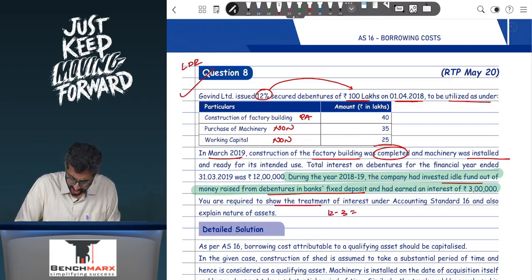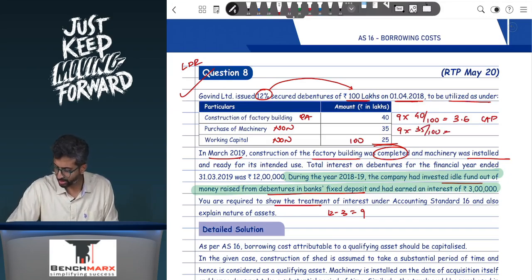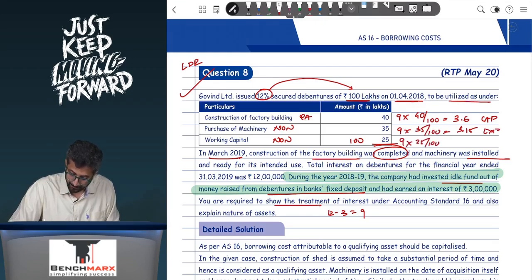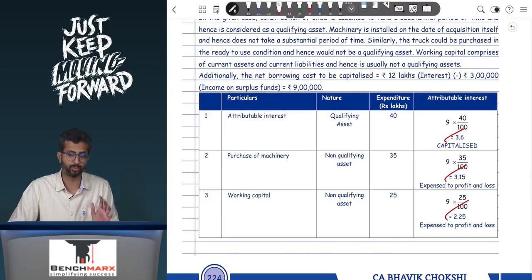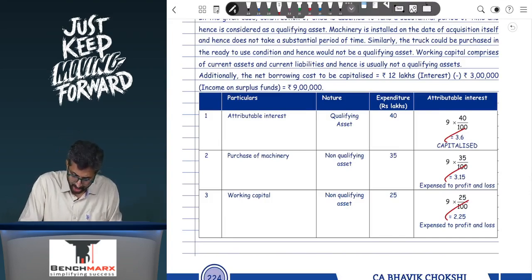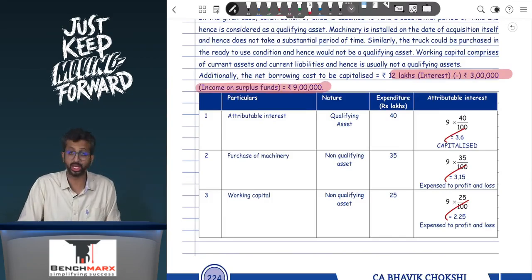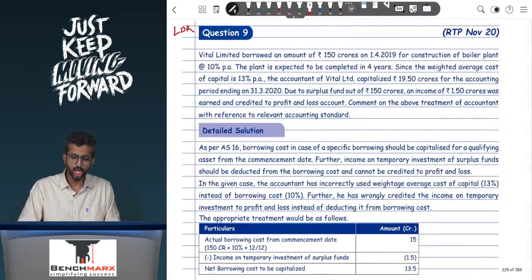So we will say 12 minus 3, that is equal to 9, and hence allocation, if any, will be based on 9. 9 into, if I total up all of this is 100, 9 into 40 by 100, which will come to maybe 3.6. This will be capitalized because it is for a qualifying asset. 9 into 35 by 100. So this is 9 into, for example, this is 3.15. This will be expense to P&L, and 9 into 25 by 100, maybe 2.25, again will be expense to the profit and loss account. So over here 3.6 capitalized, 3.15 expense, 2.25 expense to P&L. The important thing over here is this working, that you take 12 minus 3, that is equal to 9 lakhs for your calculation. So this is question number 8.